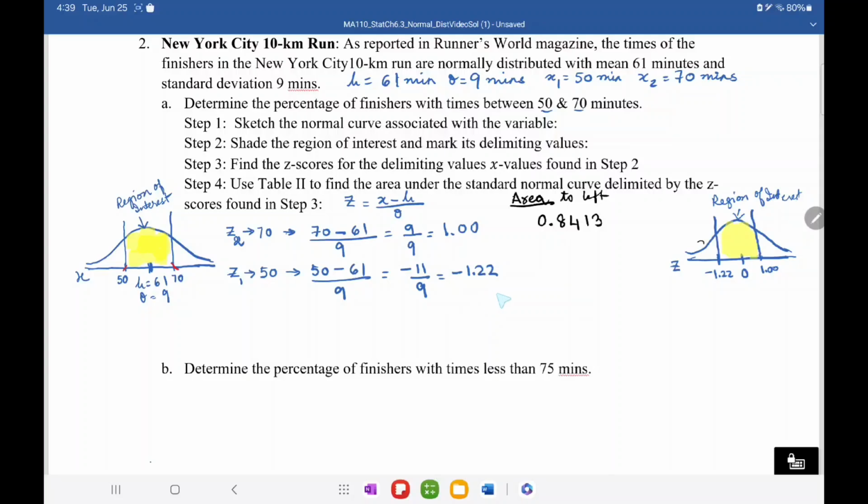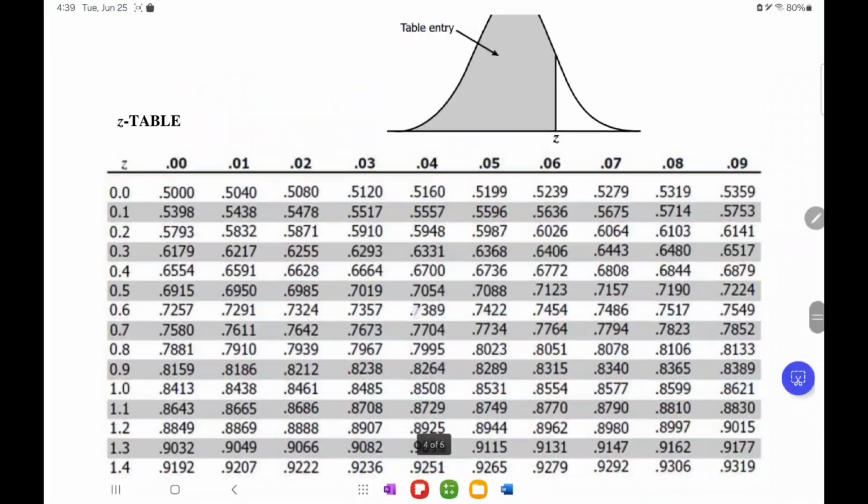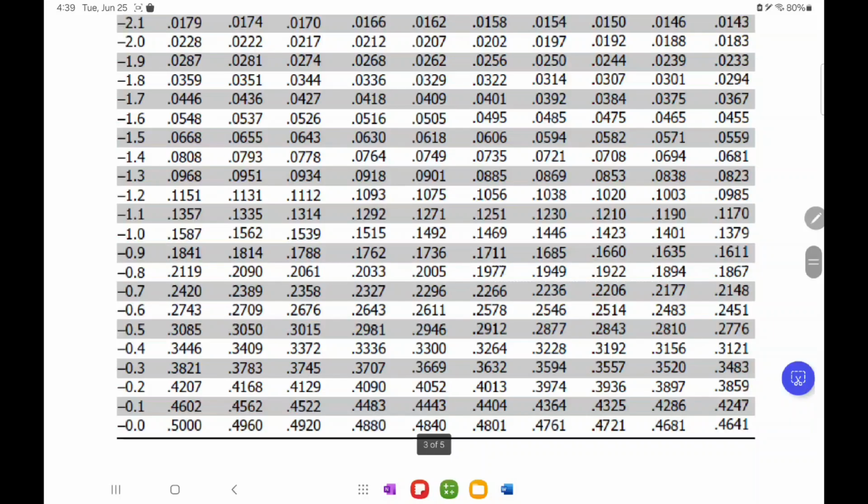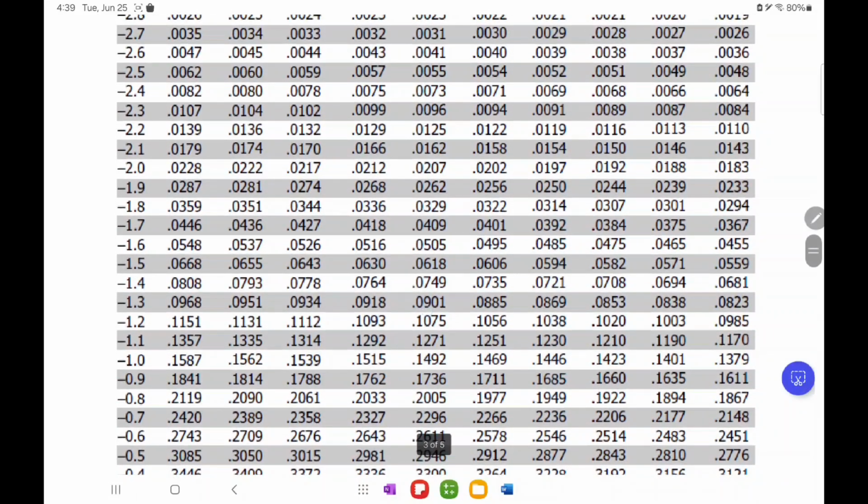Okay. Now, so that's all this area here. It includes the yellow area as well as this area to the left, left of negative 1.22 as well. We have to find the area to the left of negative 1.22 now. So now we have to refer to the negative section of the table. So negative 1.2 is right here.